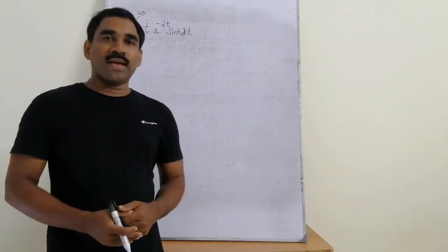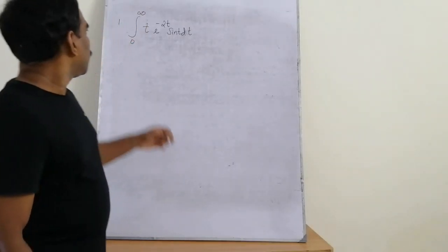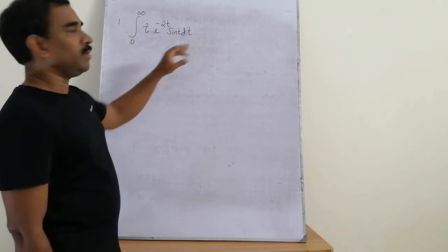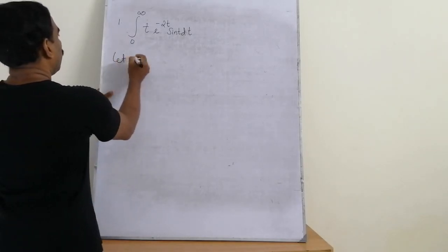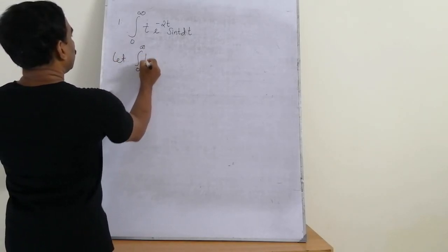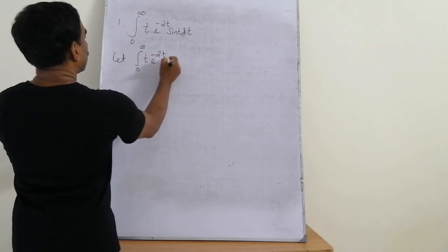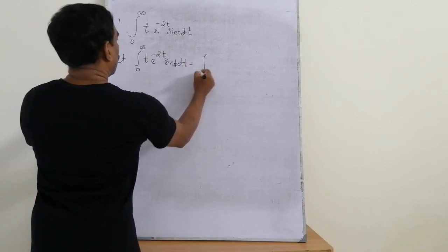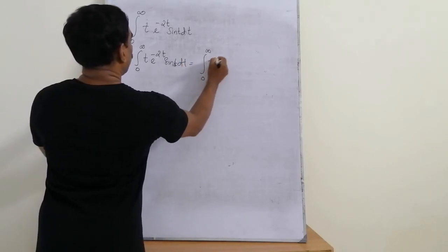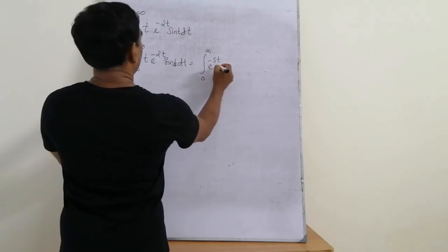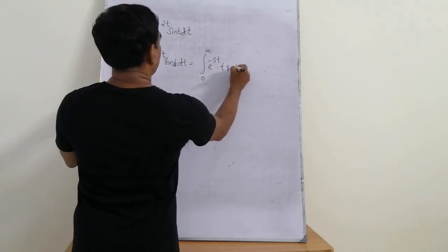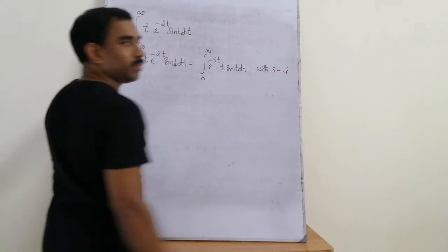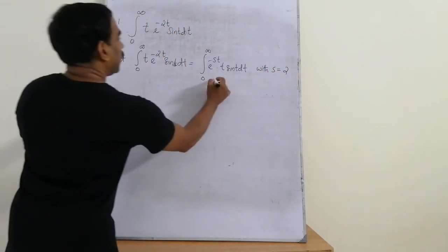We can use the Laplace transform technique in evaluation of certain improper integrals. Consider the improper integral 0 to infinity t e raised to minus 2t sin t dt. Let us take this integral in the form integral 0 to infinity t e raised to minus 2t sin t dt is equal to integral 0 to infinity e raised to minus st into t sin t dt with s equal to 2.